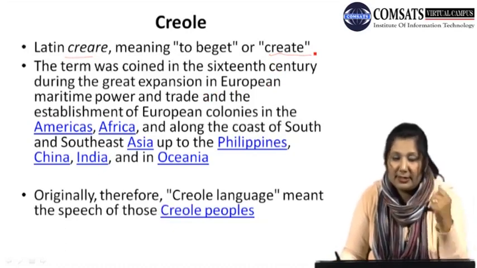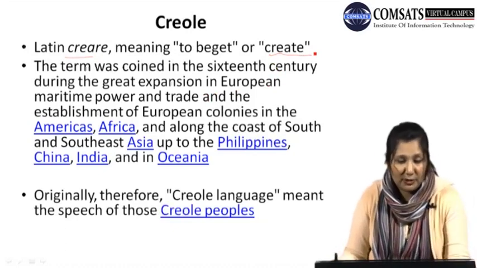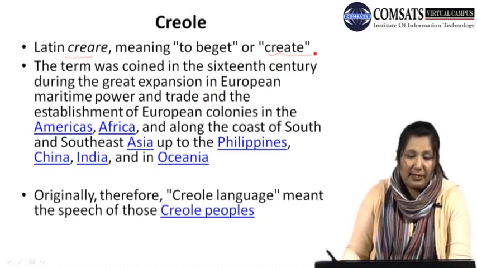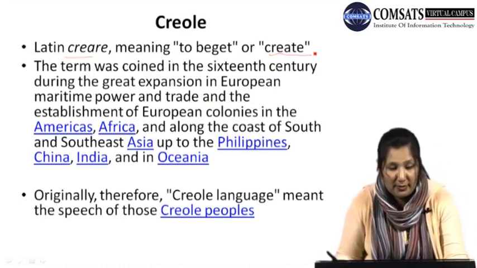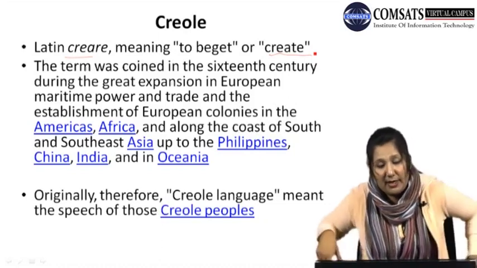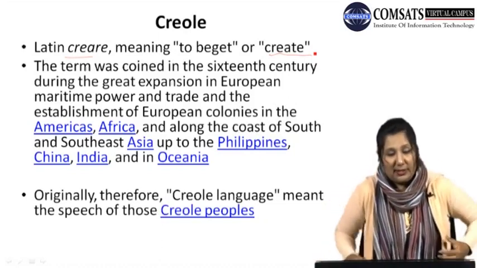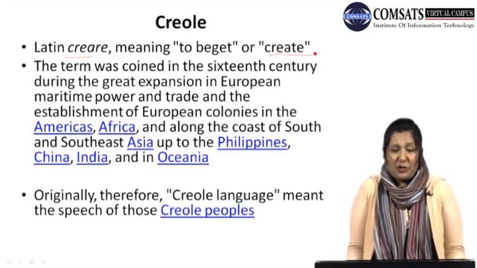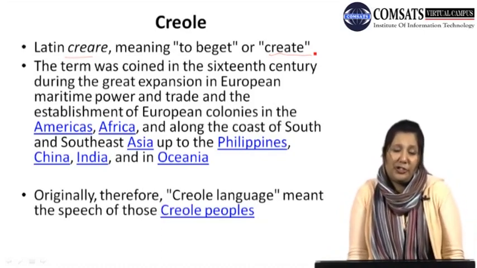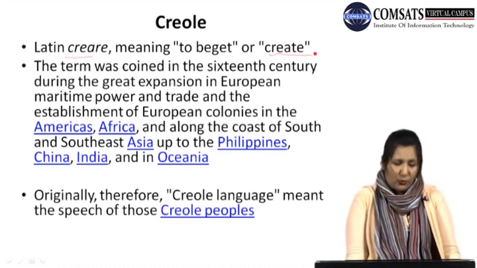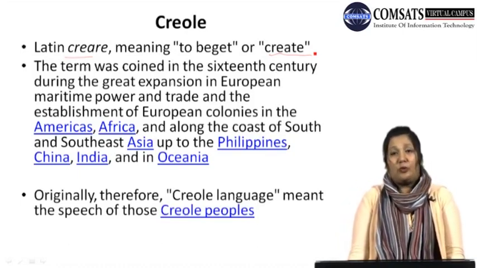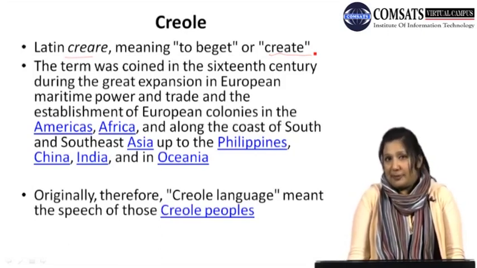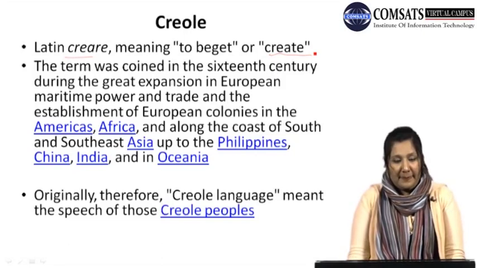The term was coined in the 16th century during the great expansion of European maritime power, and the trade and establishment of European colonies in the Americas, Africa, and along the coast of South and Southeast Asia, up to the Philippines, China, India, and in Oceania. This is a bit of the history of when this word was coined, and what areas were involved in the development of Creole.